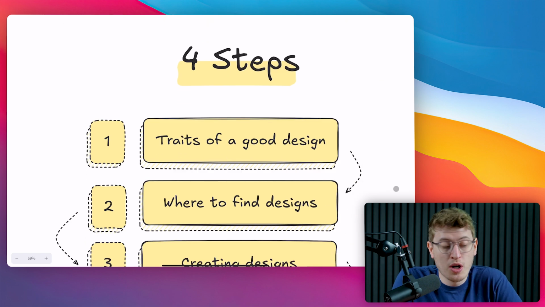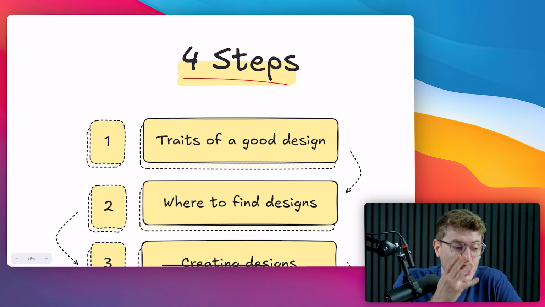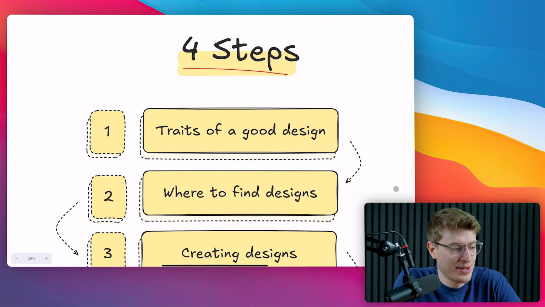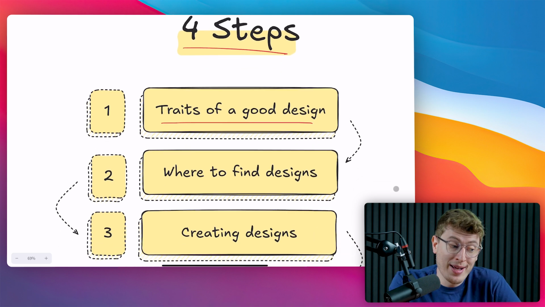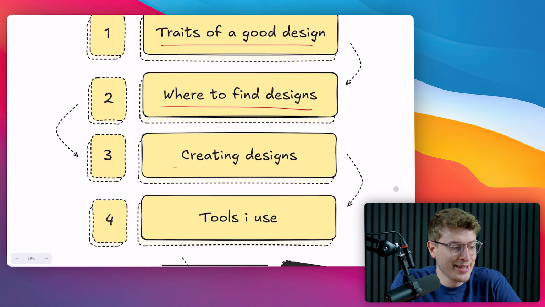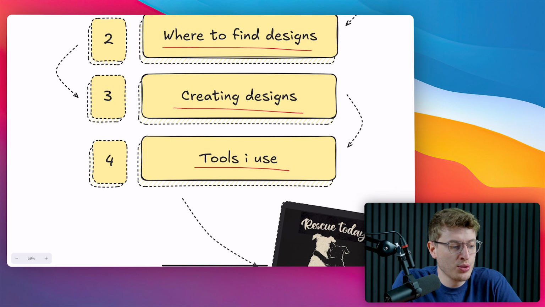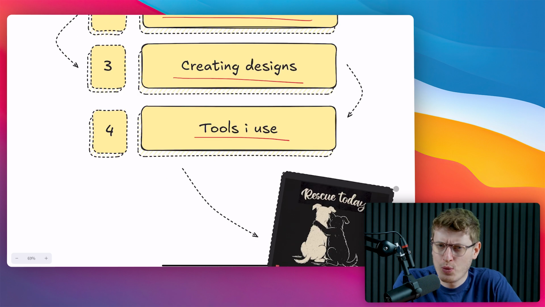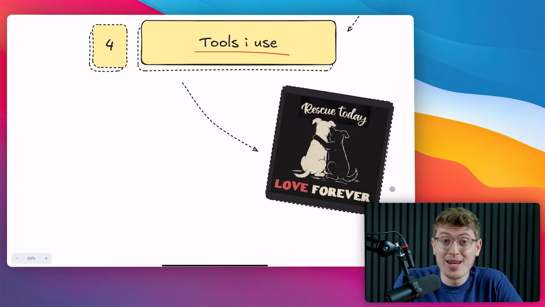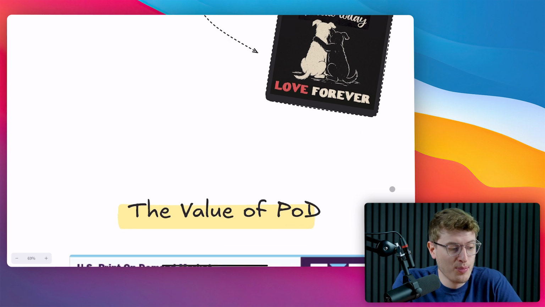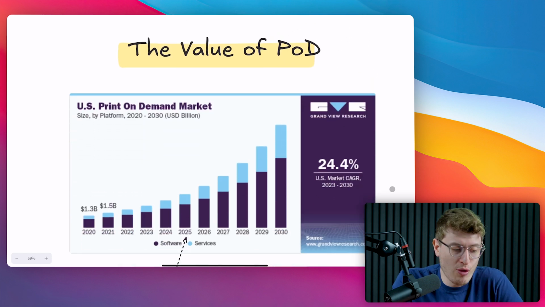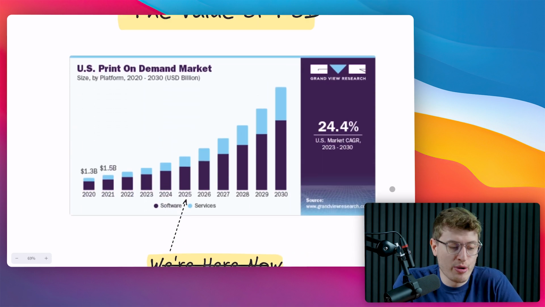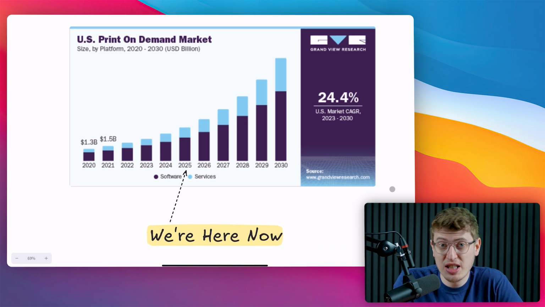We're going to break this workshop down into 4 digestible design steps: traits of a good design, where to find designs, creating designs, and tools that I use and recommend that help me intentionally, it's a hard word to say, make best-selling designs. Now, before getting started with part 1, let's have a quick refresher into the value of print on demand, and specifically t-shirts.